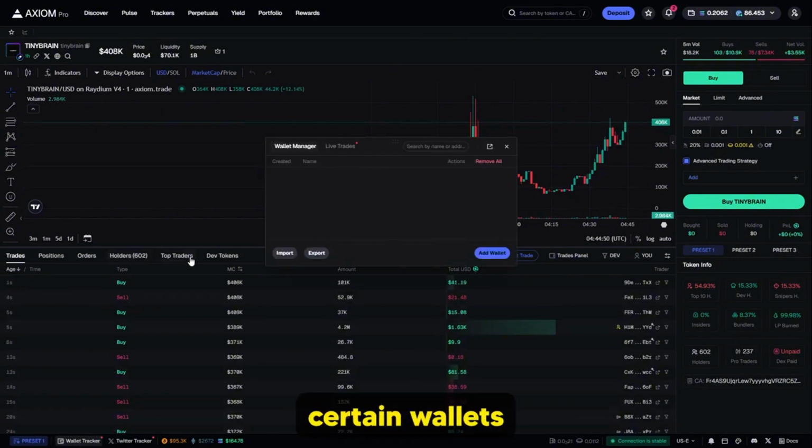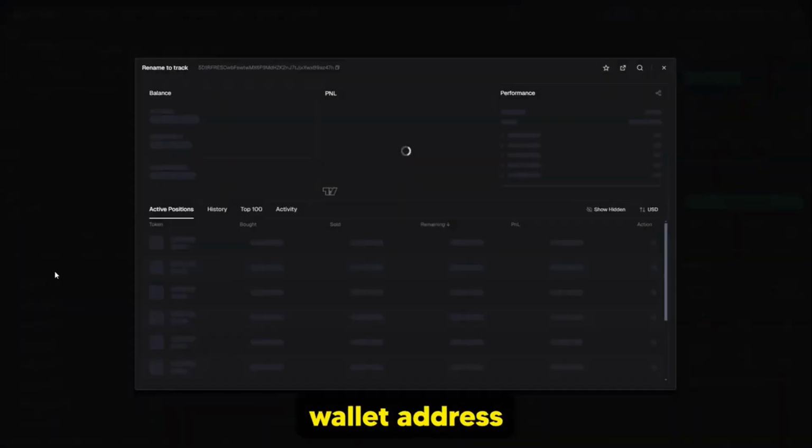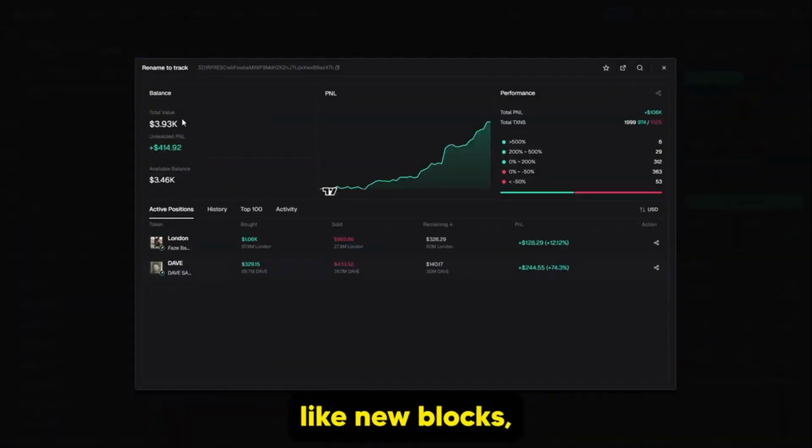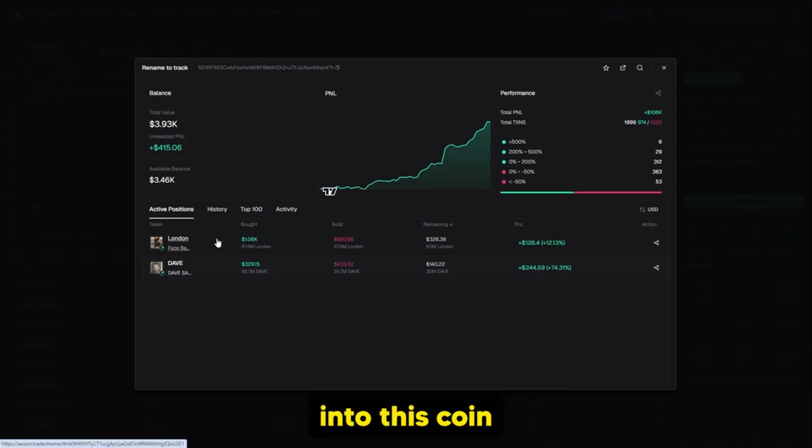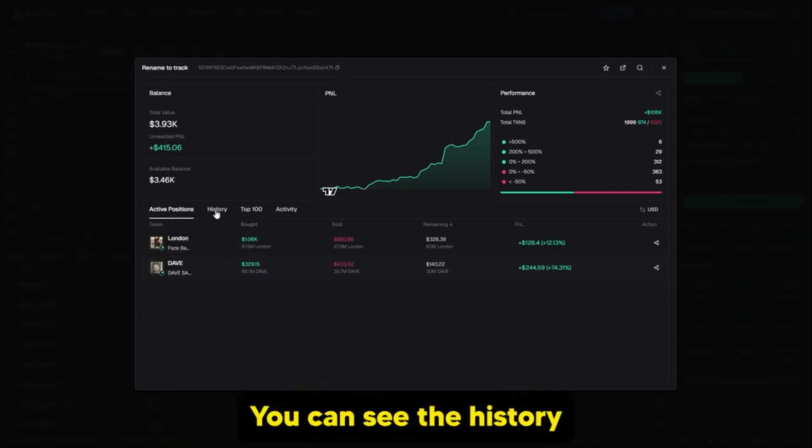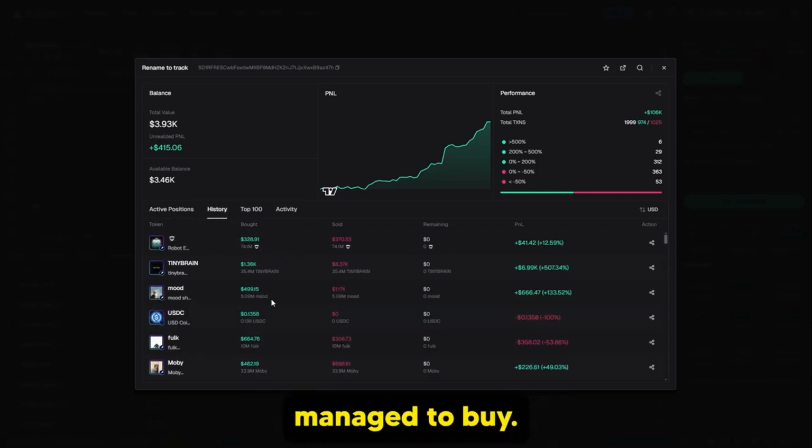So if you do want to track certain wallets, so for example, let's say I grab this wallet address right here. Once again, like NeoBLX, it allows you to see the kinds of things that they bought. So you can see their active positions. They bought into this coin right here. They bought into this other coin. You can see the history of all the tokens that they managed to buy.